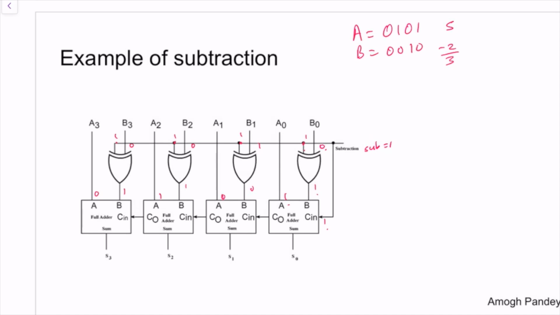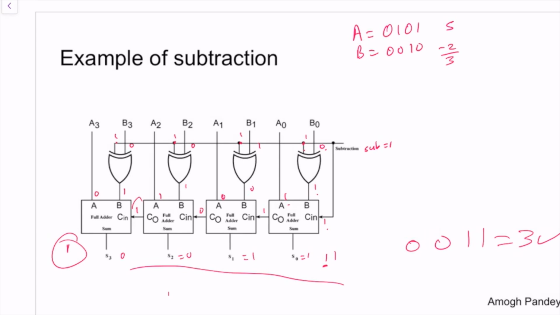So 1 plus 1 plus 1 is equal to 1 with a carry out of 1. So our S0 is equal to 1 with a carry out of 1. Now what's our second full adder doing? It's doing 0 plus 0 plus 1, which is equal to 1 with a carry out of 0. Our third full adder is doing 1 plus 1 plus 0, which is equal to 0 with a carry out of 1. And our last full adder is doing 0 plus 1 plus 1, which is equal to 0 with a carry out of 1. And we can see that our sum is 0011, which is equal to 3, which is indeed correct. And our last carry in and our carry out of the circuit are the same, which means no overflow.